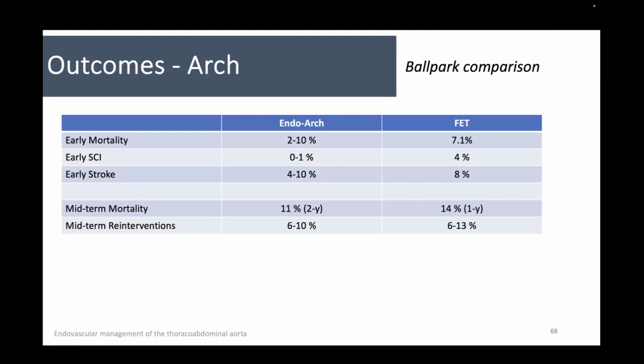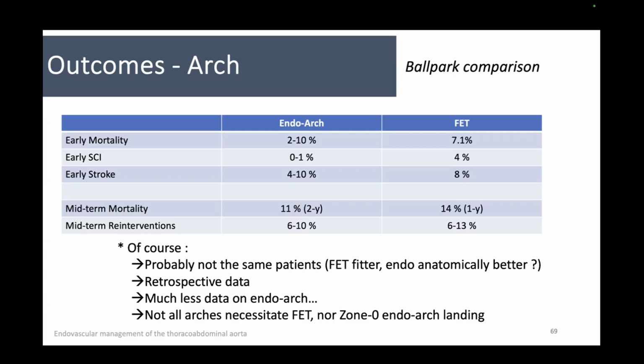When we compare ballpark, because of course it's not the same kind of patients, the same kind of surgery, that's the kind of result that you can expect from endo arch versus frozen elephant trunk. 2 to 10% early mortality, kind of the same thing for frozen elephant trunk. Early spinal cord ischemia is a bit less in the endo arch. There may be a few more strokes, or it's in the same kind of range of 4 to 10%. The midterm mortality is pretty much similar at 1 to 2 years, 11%, and 14% for frozen elephant trunk, and the midterm reinterventions are also about the same, around 6 to 10%, and 6 to 13% for frozen elephant trunk. Of course, this is not necessarily the same pathology, but it comes with the same kind of coverage.